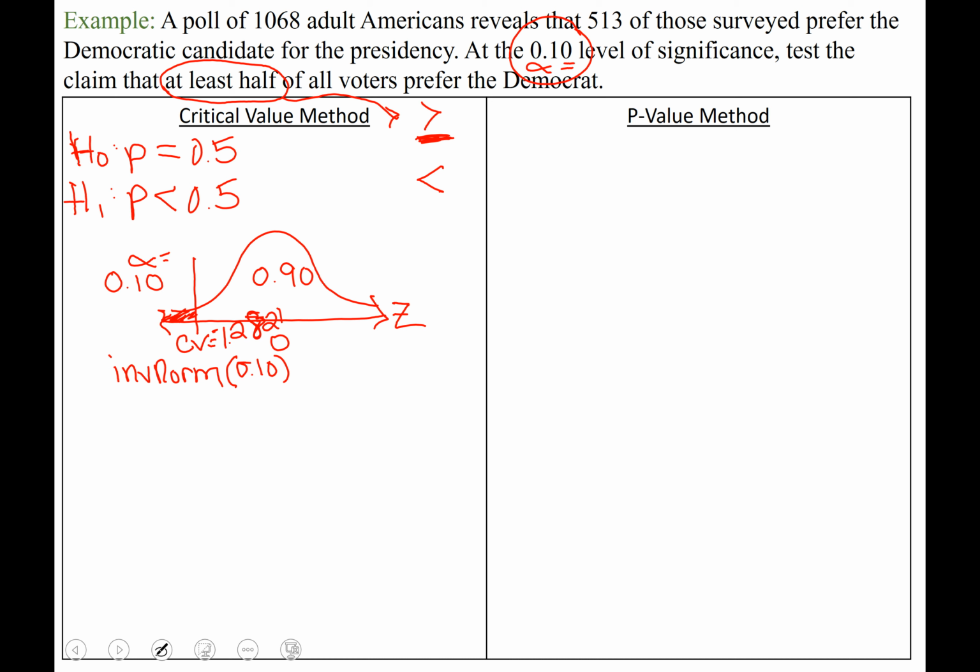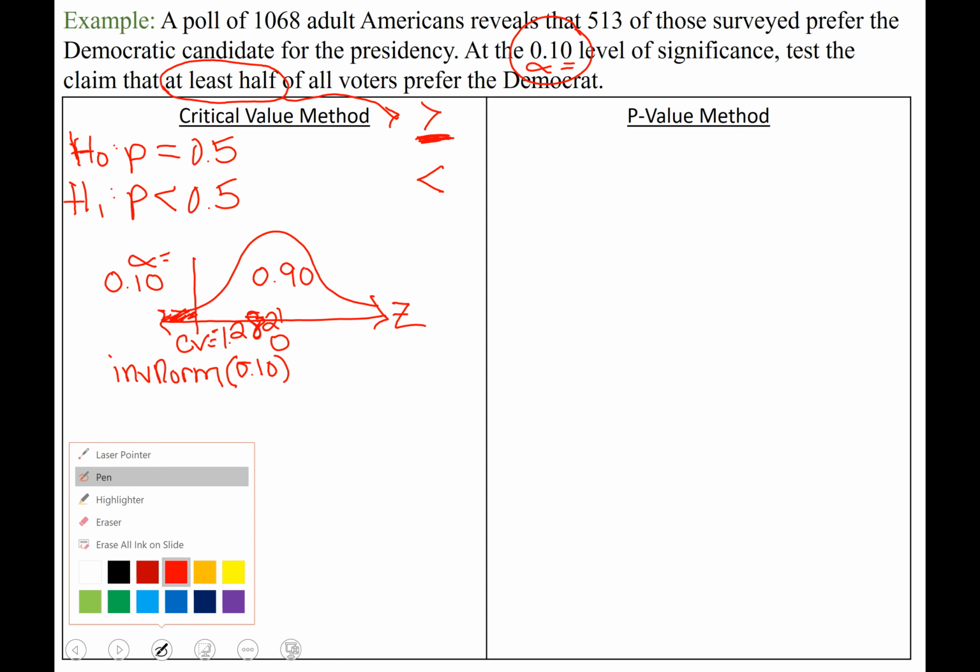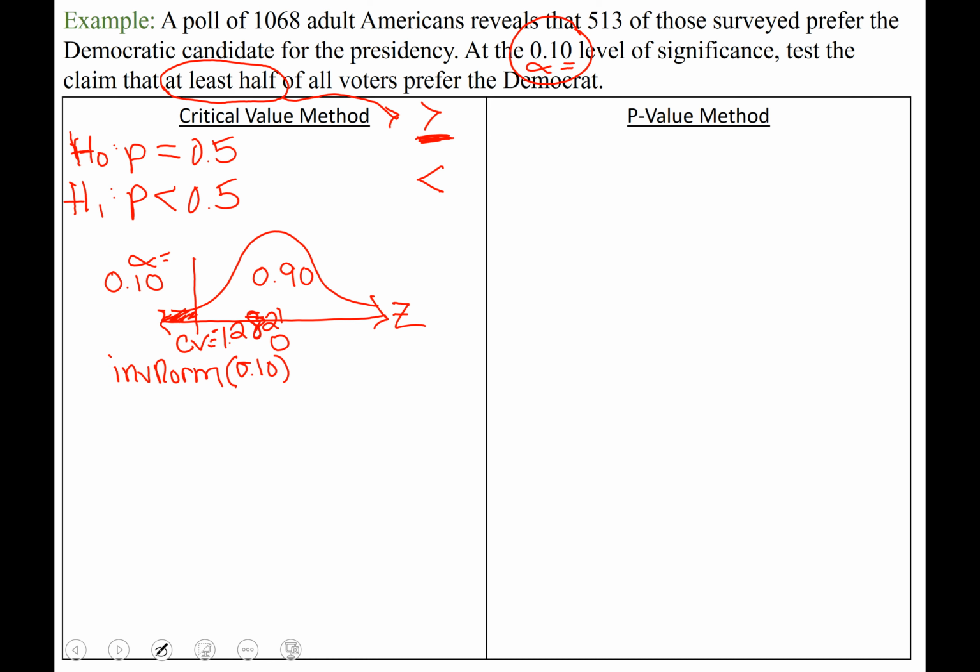Okay, I want you to notice that we have not even looked at the figures, the digits, the data given to us, the 1,068 adults and the 513 that preferred the Democratic candidate. I like to point this out because everything you see here in red, we were able to come up with before we even looked at those numbers. I want to emphasize that so much that I'm going to switch to blue now so that you can really focus on, okay, I have to do everything up there in red first before I even look at their numbers.